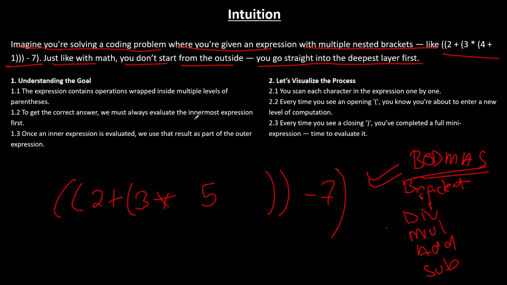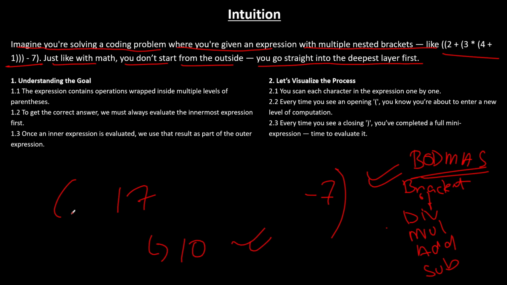Now again the inside bracket will be solved. So 3 into 5 gives us 15. So this bracket is also solved, and I will remove this bracket. Now we get 15. 2 plus 15 gives me 17. So this inner bracket is again solved. I will remove this bracket, so I get 17. So we're left with this bracket: 17 minus 7 gives me 10. So this bracket is also solved and this is our expected output.